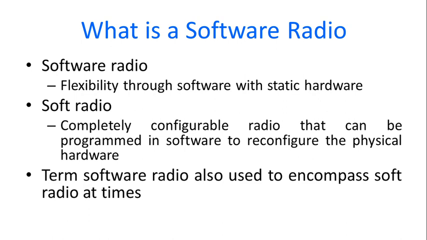In a software radio, generally we say we have flexibility through the software with static hardware. The hardware is static, meaning we will not be able to change the hardware, but through software we have the flexibility. We have another term called a soft radio. A soft radio is a completely configurable radio that can be programmed in software to reconfigure the physical hardware. So you have a physical hardware which can be configured through software. Sometimes software radio also encompasses soft radio. Soft radio is also a term which is used, but in general we use software defined radio or software radio.